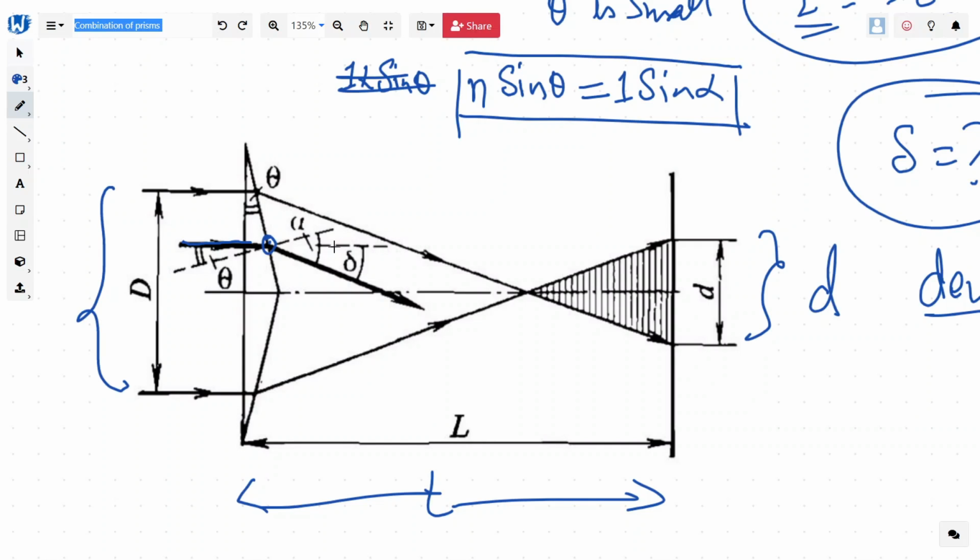Now we need to find this alpha somehow, because we can always relate it with this one. So now let's try and find out this alpha, right? So consider this ray, okay, and this is getting deviated. So this is our delta, right? So it is getting deviated.